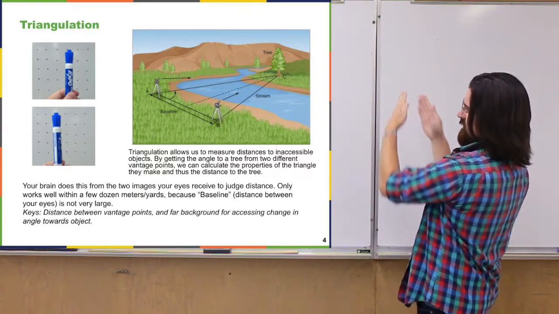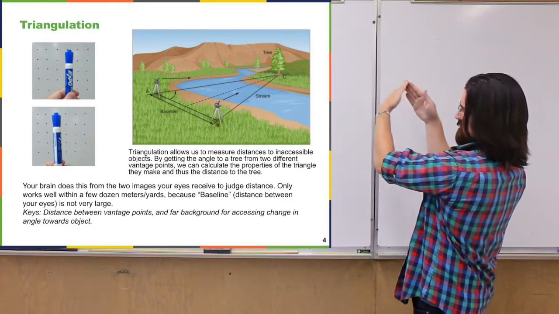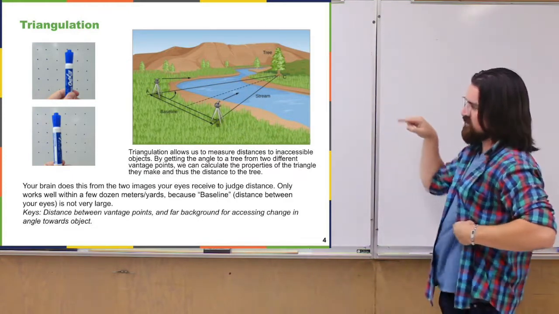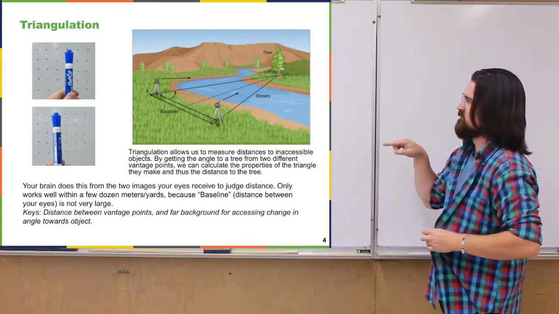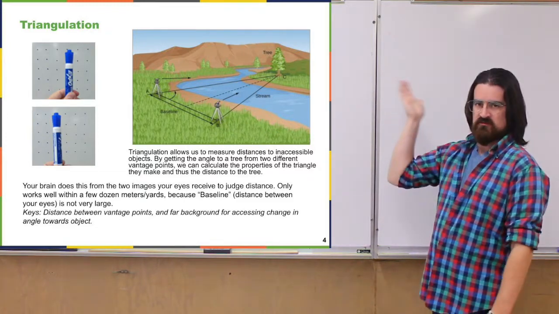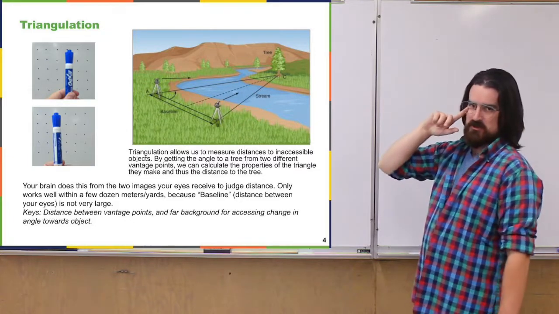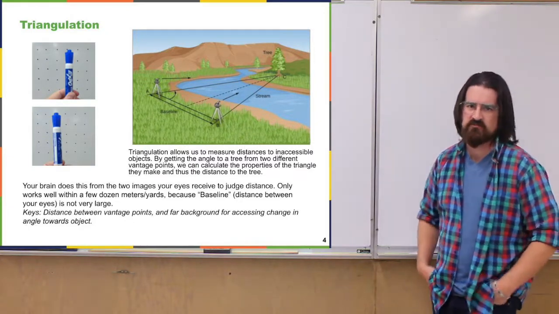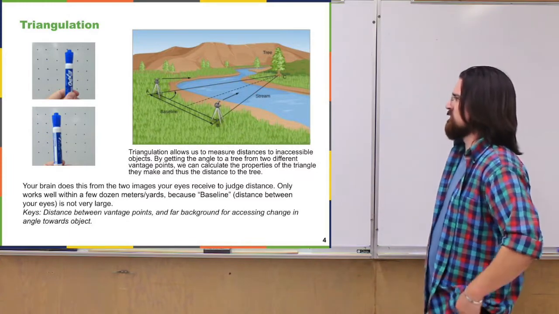So that angle, that difference in vantage point opening up here, along with the baseline, the distance between the two points you're observing from, gives us enough information to calculate how far that tree is. Right? It takes maybe a little bit of trigonometry. We're not actually going to calculate it, just saying that that's enough information, we can figure that out.